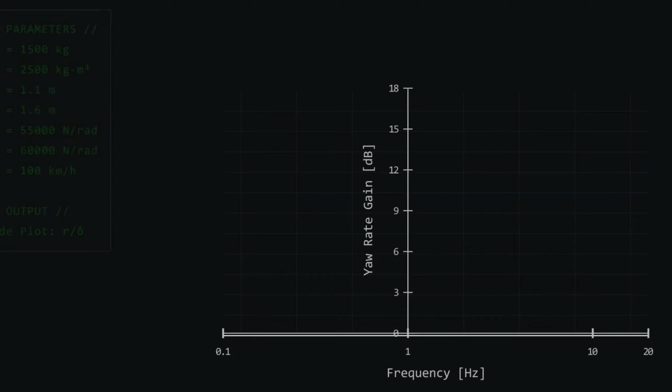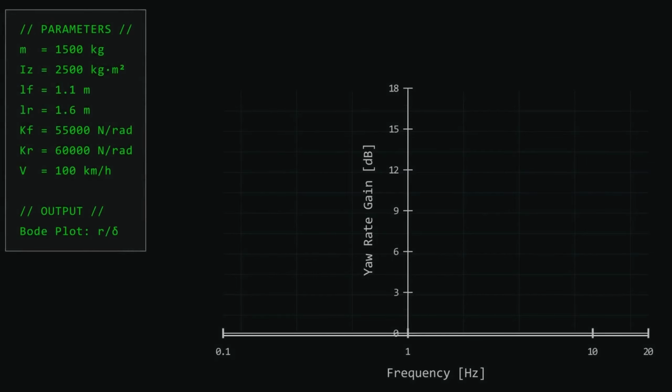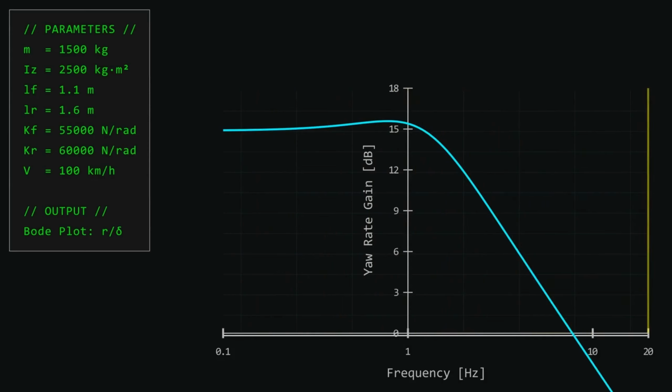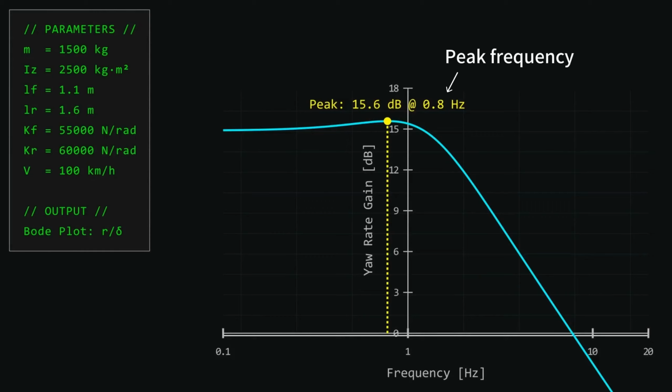Next, let's use the 2-degree of freedom bicycle model to calculate the vehicle's yaw rate gain. The table shown here lists the specific vehicle parameters used in this calculation. Regarding the yaw rate gain results, in engineering, we focus on the following key metrics to evaluate the vehicle's response and convergence. First, the peak gain is 15.6 decibels, and the peak frequency is 0.8 Hz. Generally, a higher peak frequency value indicates a better vehicle yaw response.